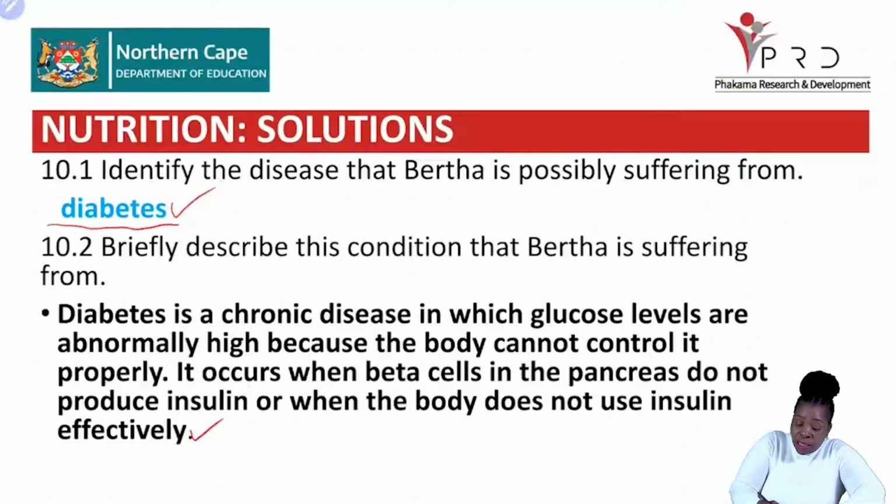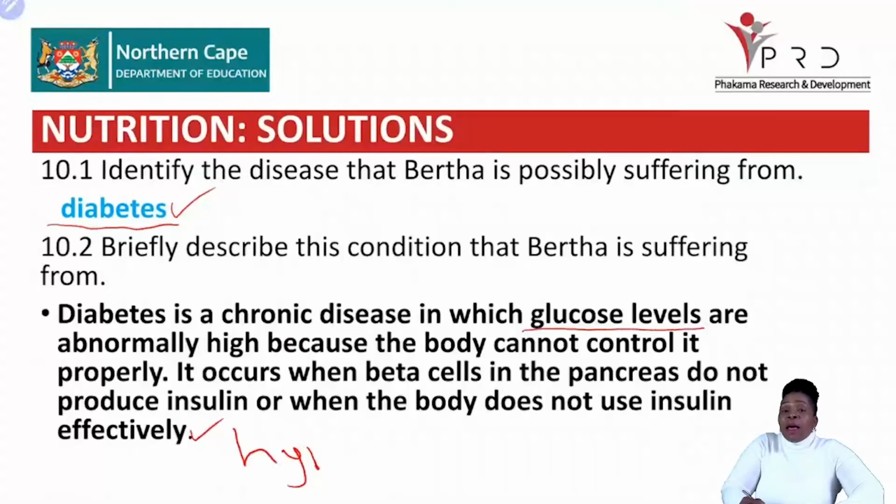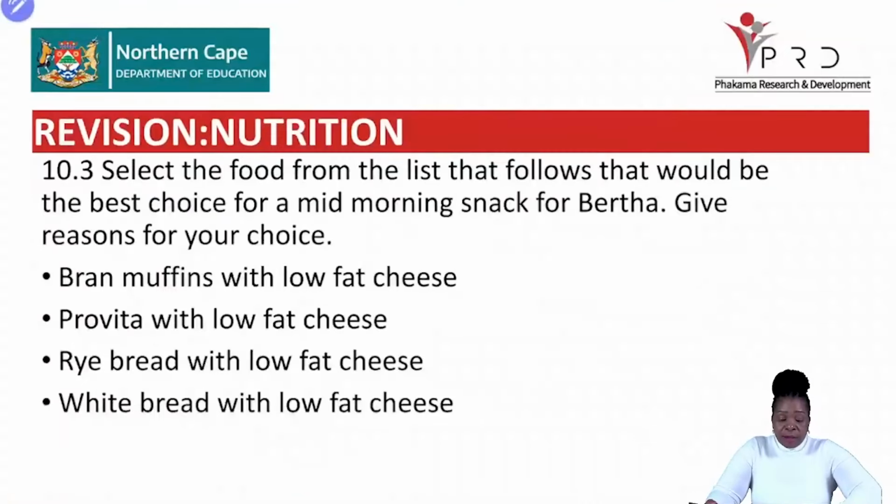So when we were discussing diabetes, we talked about glucose levels. We have learned about hyperglycemia and hypoglycemia. We said the high level means hyperglycemia and low levels mean hypoglycemia. And then we proceed, learners.